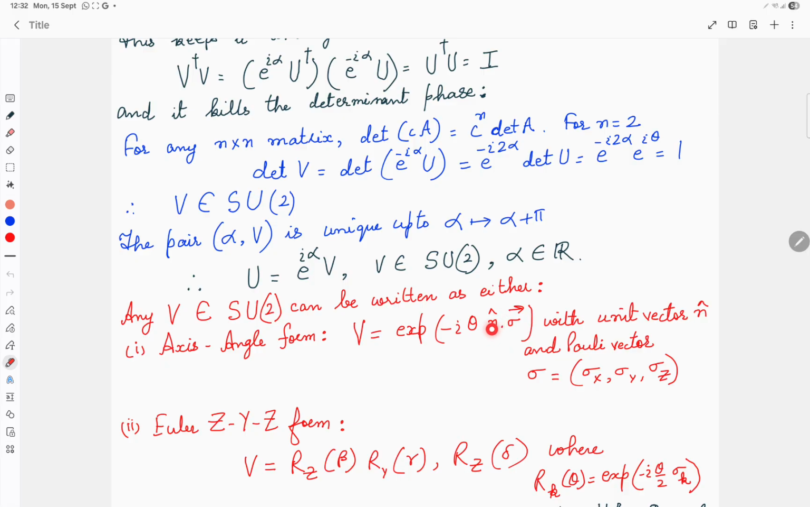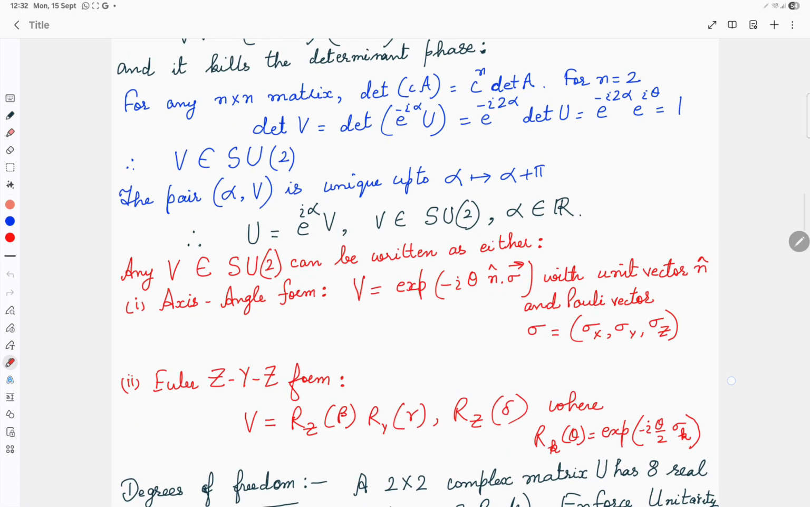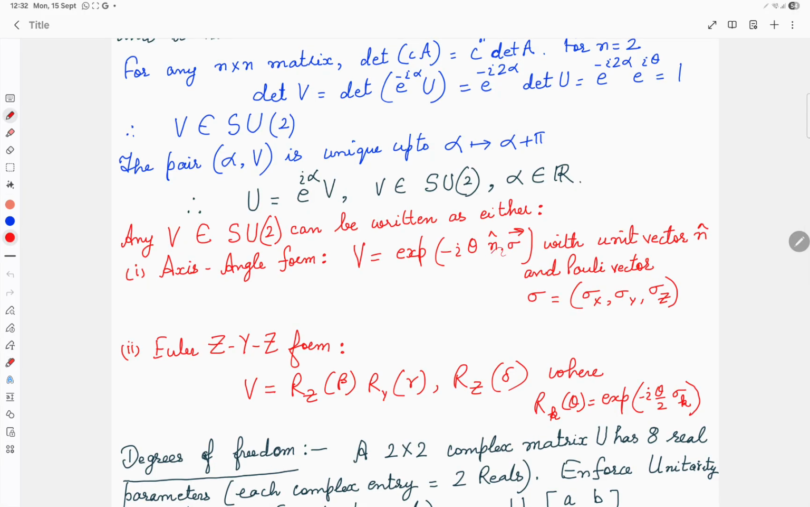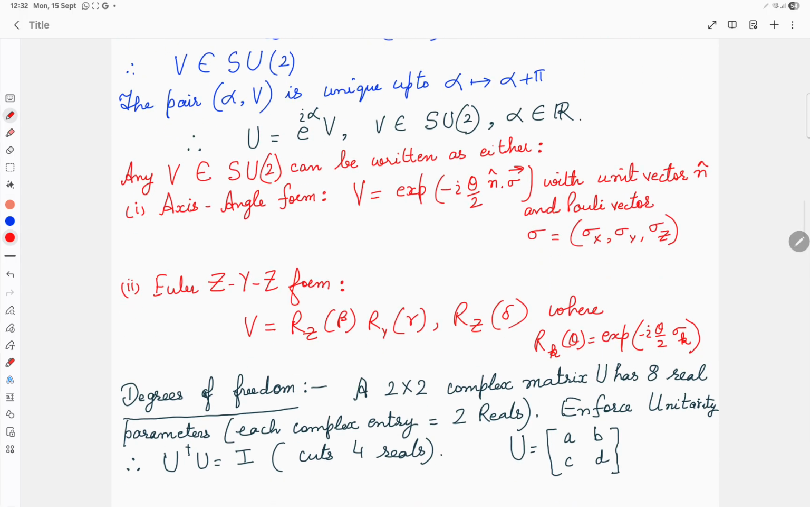So if it is a unit vector, if it is x, of course the magnitude of the unit vector will be 1, so there will be only x. So therefore it will be equal to e to the power minus iθ, this is sigma. Actually a divide by 2 is missing here, let me put it here, so it becomes the complete equation. So this is the axis angle form. There are 2 ways by which the SU(2) matrix can be explained. One is the axis angle form, which is the exponential form.